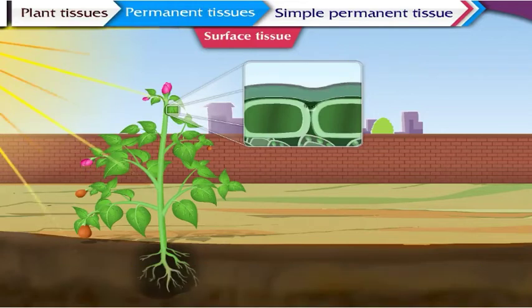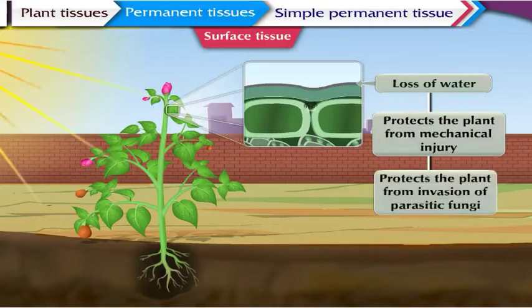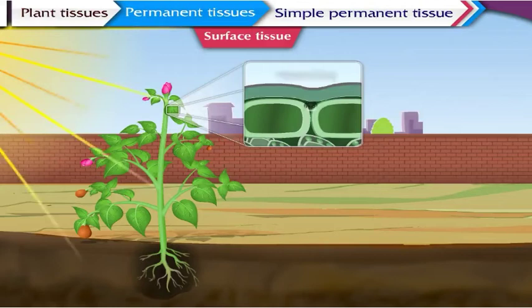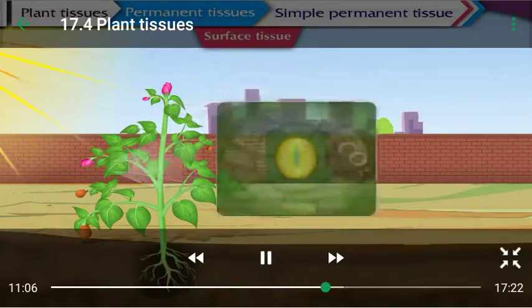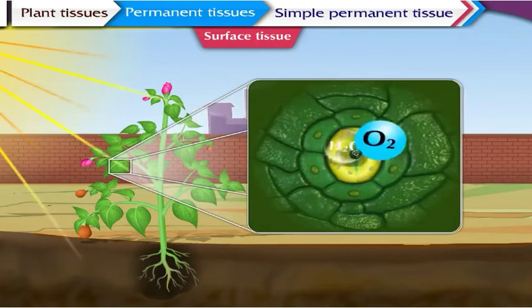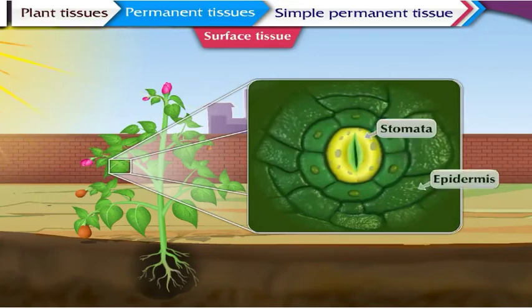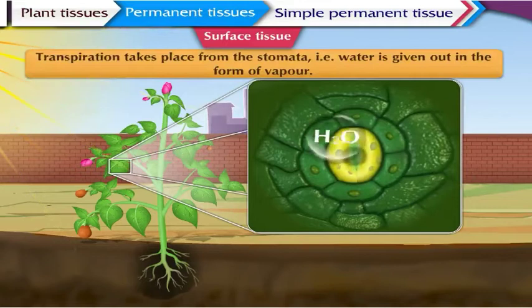Thus, the layer of cuticle, besides protecting against loss of water, protects the plant from mechanical injury and invasion of parasitic fungi. Hence, epidermis is the protective layer of the plant. Metabolic activities like photosynthesis and respiration need the exchange of gases from the atmosphere. For exchange of gases, the outer surface has minute openings called the stomata. The stomata are present on the epidermis of the leaf. Transpiration takes place from the stomata, that is, water is given out in the form of vapor.